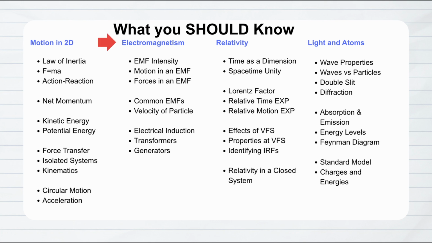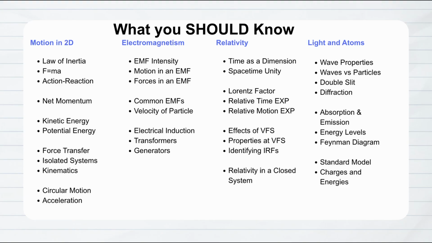Electromagnetism is obviously electrical fields and magnetic fields, which are very different. The electromagnetic field intensity, you can calculate that using an equation. Motion in an electromagnetic field, so how is a charged particle going to start moving, stop moving, be influenced while it's moving through the electromagnetic field. The forces in an electromagnetic field, I've said electromagnetic field quite a bit.